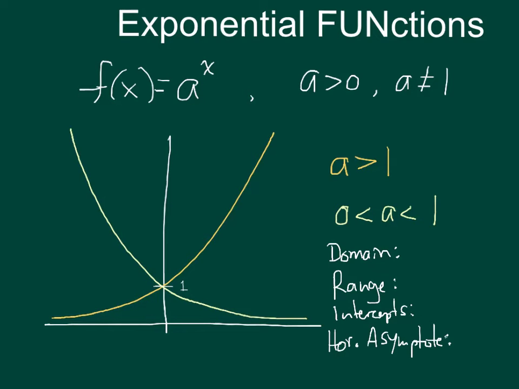Now, let's look at the domain, range, intercepts, and horizontal asymptotes. For both of these, the domain is all real numbers, from -infinity to +infinity. The range for these is from 0, non-inclusive, to +infinity. The intercepts, well, there's no x-intercepts, but the y-intercept is the point (0, 1). And that's really important. That's always the case. And finally, there is a horizontal asymptote, and that horizontal asymptote is y equals 0.